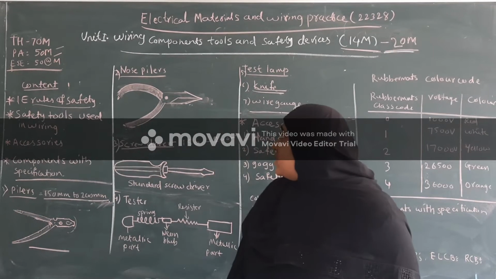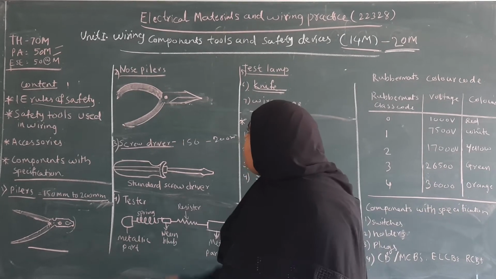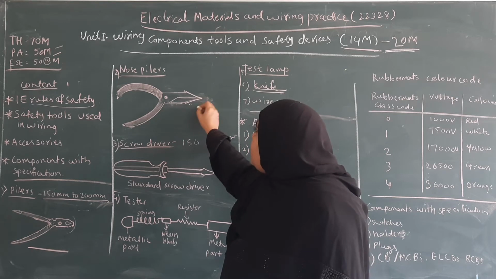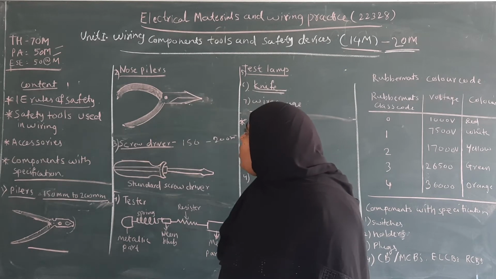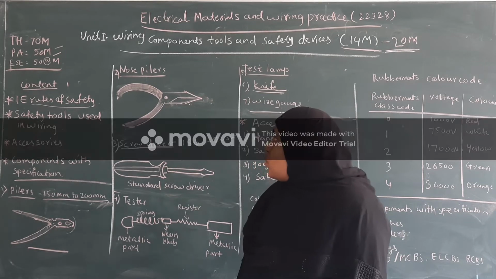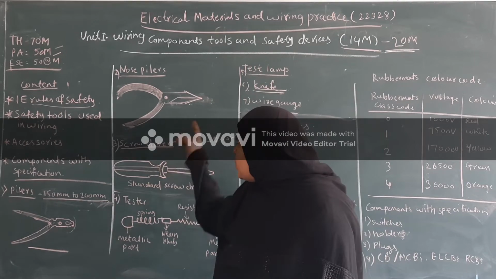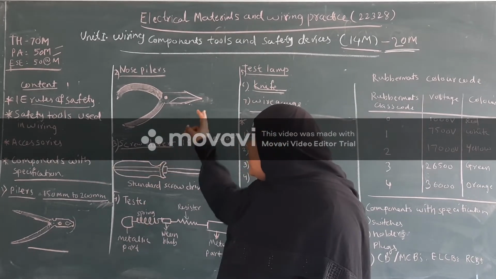Okay. Next one is the nose pliers. It is one type of pliers. The shape is like a nose, therefore it is known as nose pliers. When the screw is a small size and the gauges are small, at this time we have to use the nose pliers. The material is the same, steel.